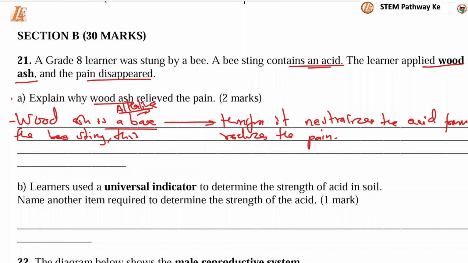Remember, we have this equation: a base, when it reacts with an acid, forms a substance which is neutral, which we call a salt, and water. Salt and water are neutral substances. Therefore, since you have an acid from the bee sting, you apply wood ash; that is an acid and a base reacting, and they form a neutral substance which does not have any pain.